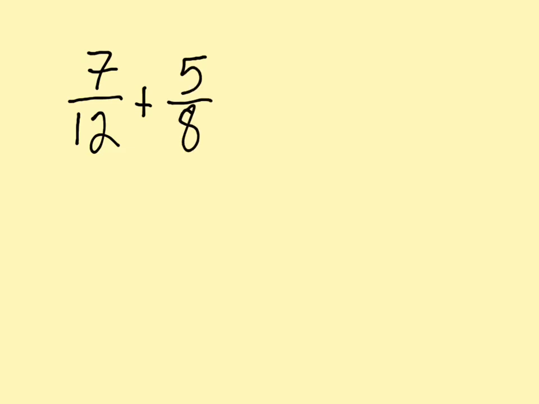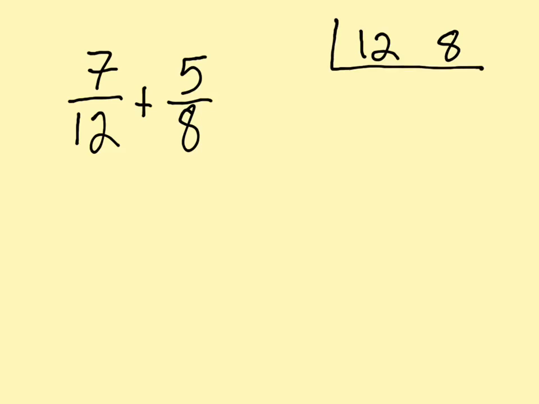So let's say we have two fractions. Let's say 7/12, and we want to add 5/8 to that. The first thing we want to do is make our L-chart of the denominators, because we're looking for the lowest common denominator. And so we have 12 and 8.